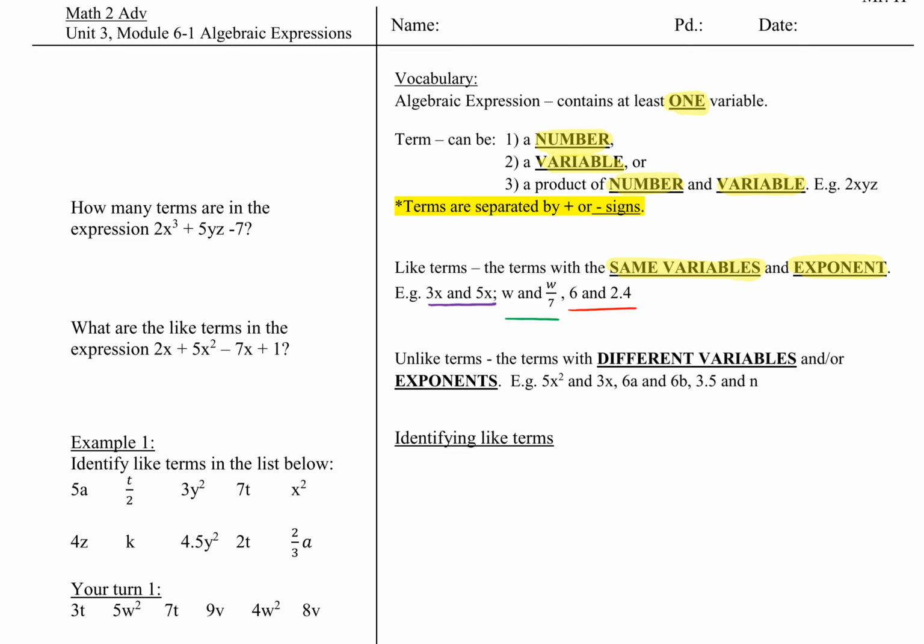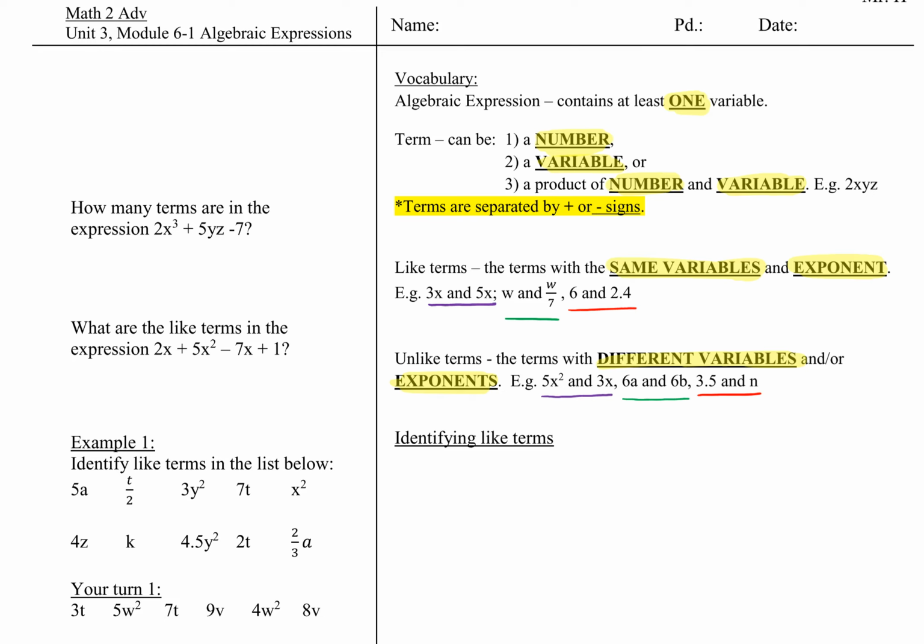Unlike terms are terms that have different variables or different exponents. So one example would be 5x squared and 3x. They both have the same variable, but they have different exponents. So they are unlike terms. 6a and 6b are unlike because they have different variables. And of course, 3.5 and n are different. They're not like terms because one is a variable and one is a number.